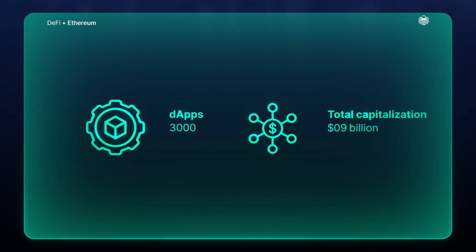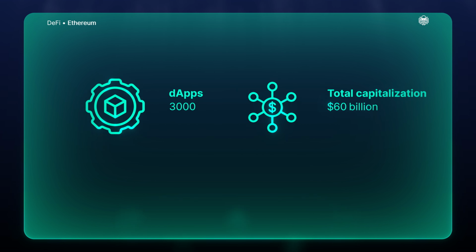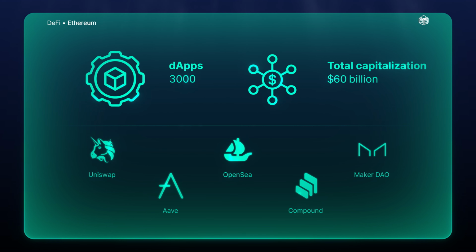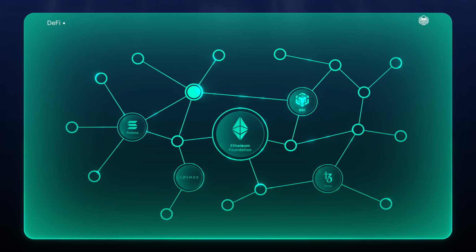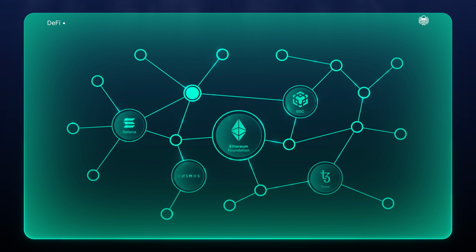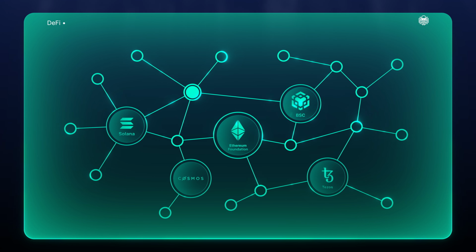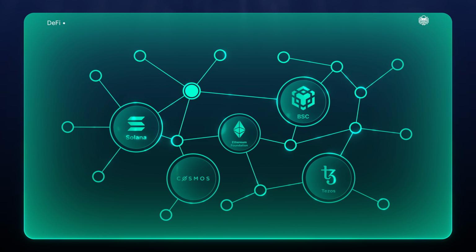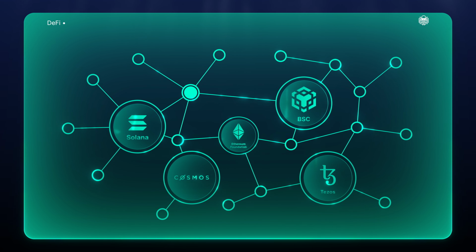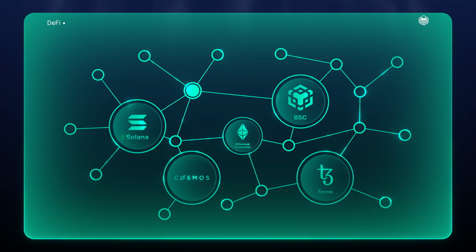The total capitalization of the DeFi sector has reached $60 billion. Projects such as Uniswap, OpenSea, Compound, and others generate a daily transaction volume on the Ethereum blockchain worth billions of dollars, despite high fees. However, a significant portion of the liquidity has migrated to other networks with the emergence and development of blockchains such as Solana, Binance Smart Chain, Tezos, Cosmos, and many others. This is due to their significantly lower fees and higher transaction processing speeds.